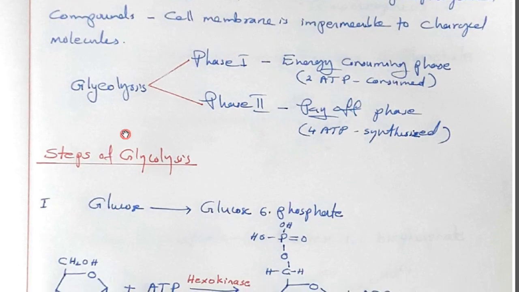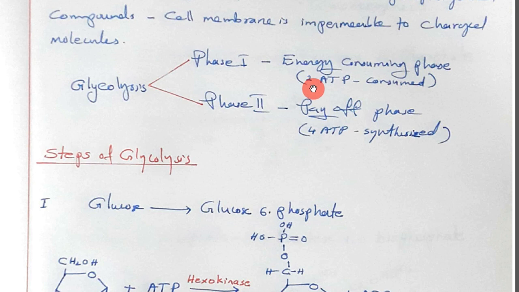Then the entire process of glycolysis is divided into two equal half pathways. One is called phase 1 and the other one phase 2. Glycolysis is taking place in two phases. The first 5 steps of glycolysis come under phase 1 and the remaining 5 steps come under phase 2. Phase 1 is an energy consuming phase.